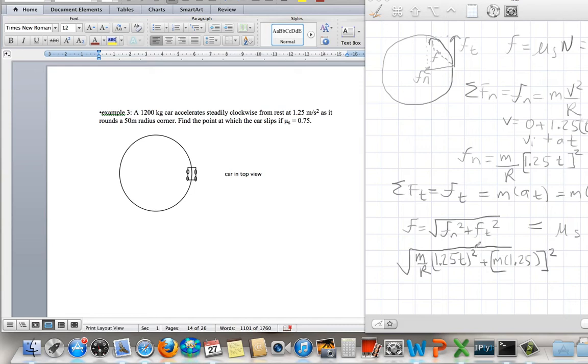Now we have to remember to square both of these. There we go. So there's the normal component squared, there's the tangential component squared, and all of that's going to equal mu s 0.75 times m times g.